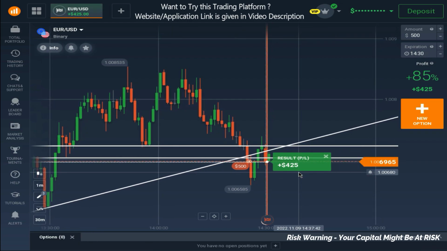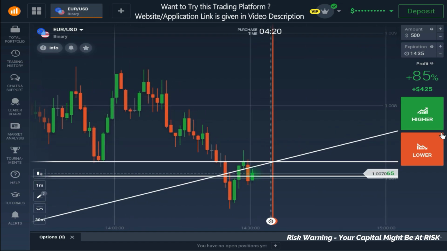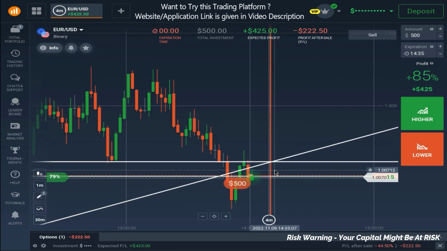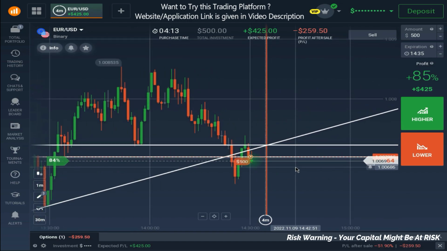I think today is my lucky day. We have won this trade by a very small margin, and I think we will take one more trade here because this is a good setup. So we have taken the third trade today. We have won two trades.